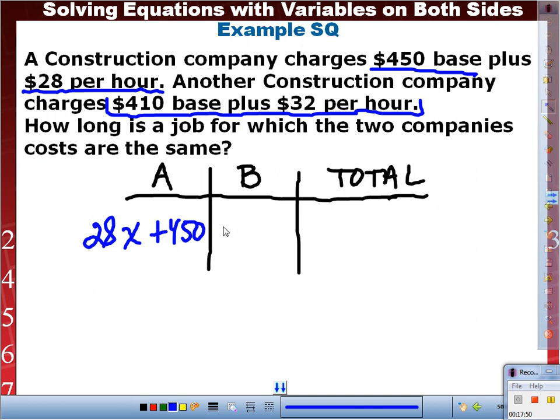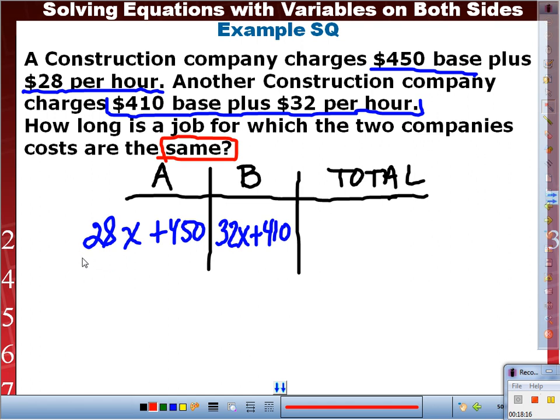Skylar, go. 32x plus 410. Hands if you got that. Okay, now in the total, look what we're going to write, because it says here, how long is a job for when the 2 companies cost the same? What's another word for the same? When they are what? Not identical, but when they are equal.